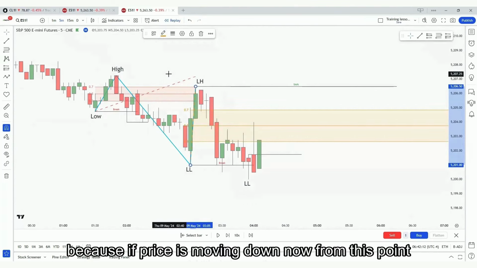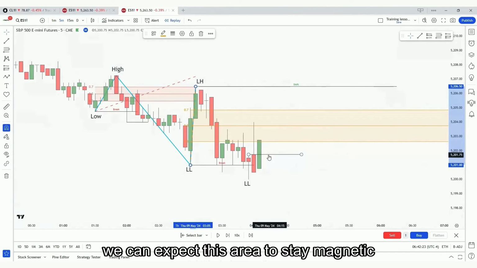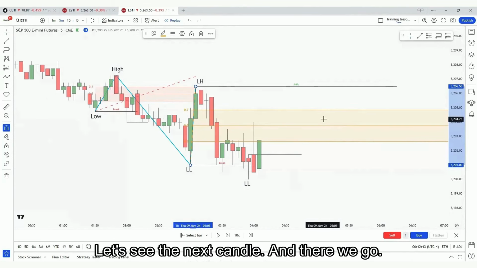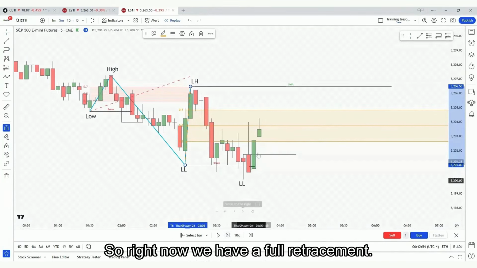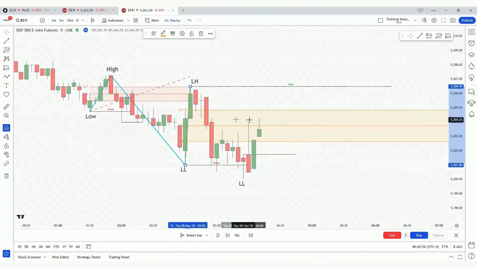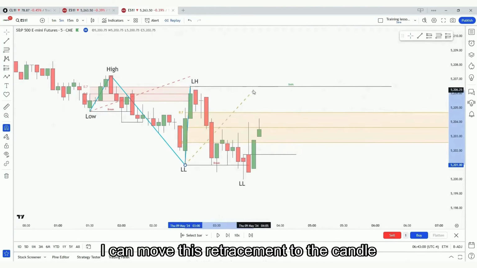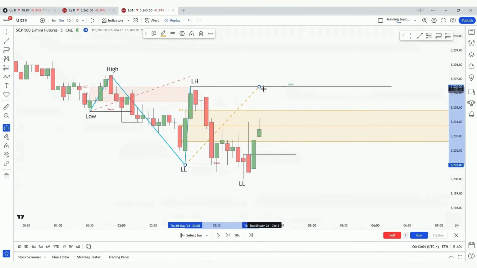Because if price is moving down now from this point, we can expect this area to stay magnetic, but not as strong as a green area. Let's see the next candle. And there we go. So right now we have a full retracement. I can move this retracement to the candle that did the full retracement.